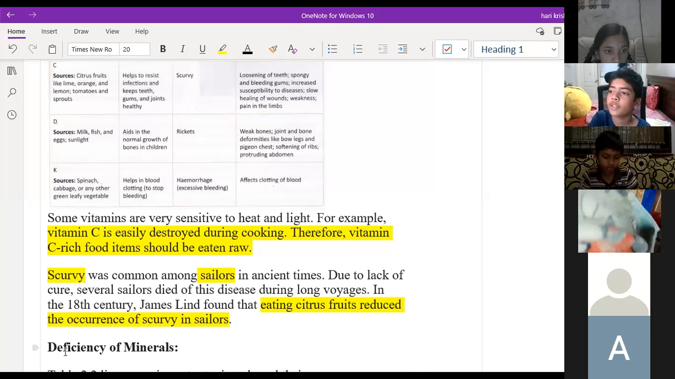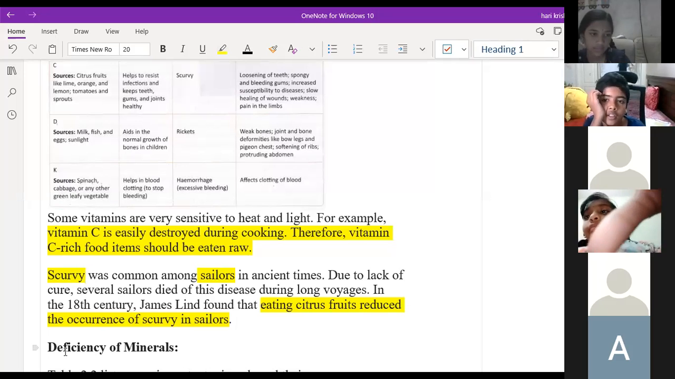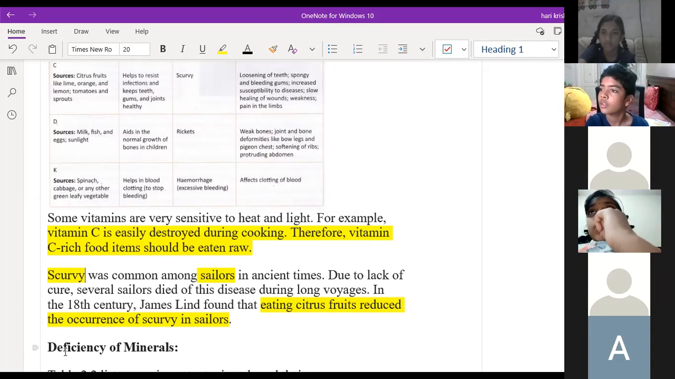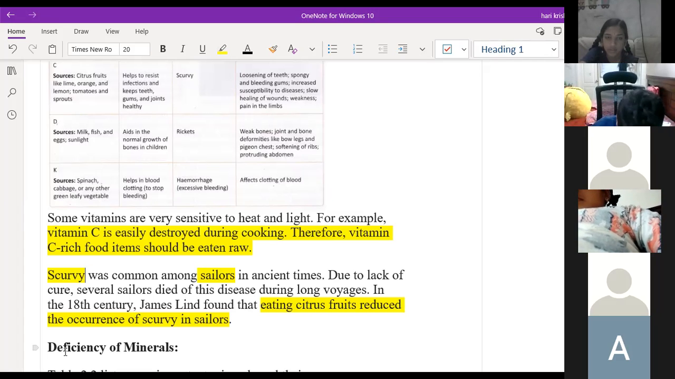Sir, I heard somewhere that sailors get it more. Yeah, you have studied some stories in English about sailors. So this is the most common disease among the sailors. To reduce it, what will they take? They will take vitamin C, fruits, or tablets.